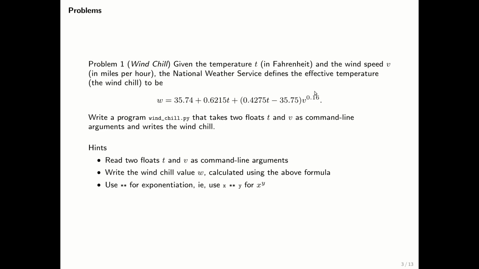Now when you need to calculate the exponent, v to the power 0.16, use the exponentiation operator, which is star star in Python. So in Python, when you say something like x star star y, you're calculating x to the power y.